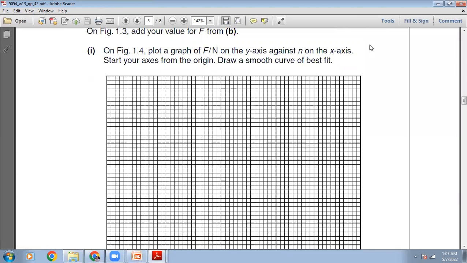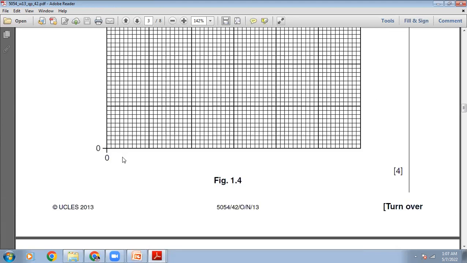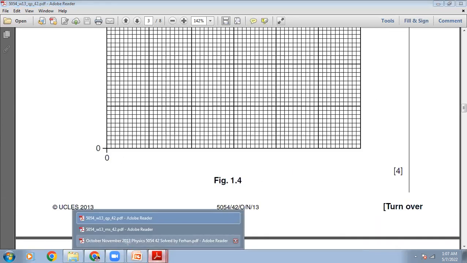And then he says on the figure 1.4, plot a graph of F against n. The force will be on the y-axis and n, the number of papers, on the x-axis. Start your axes from the origin. Draw a smooth curve of best fit. So it's a 4-mark question. So this is that graph which we have to draw. So let me show you my solution.